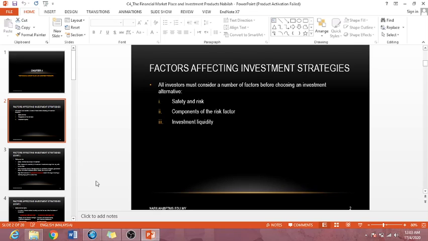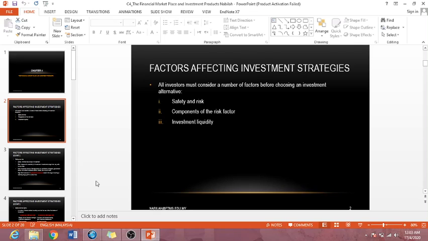So I provide you here examples of safe investment and also high risk investment. Safe investment is something like saving accounts, where every month you put some money inside your bank, because it doesn't involve too much risk. It is safe for you. Saving accounts, certificates of deposit, government bonds, and certain corporate bonds, stocks, and also mutual funds. These are the safe investments.